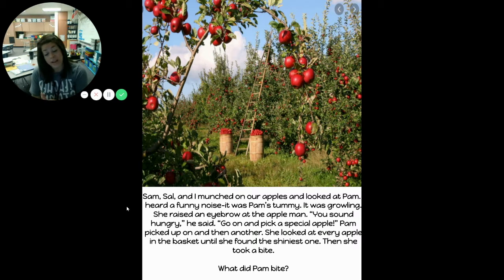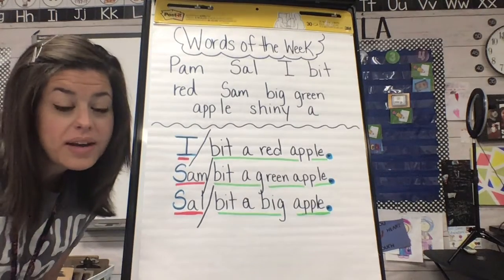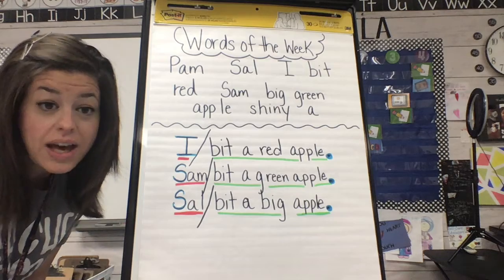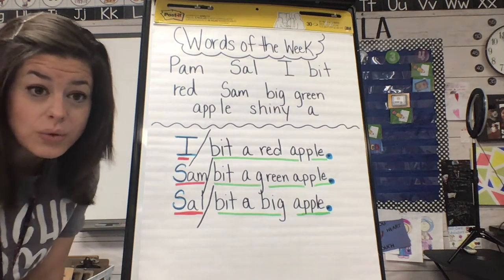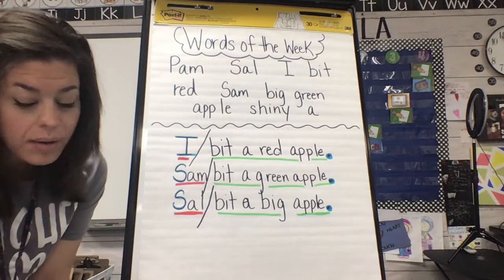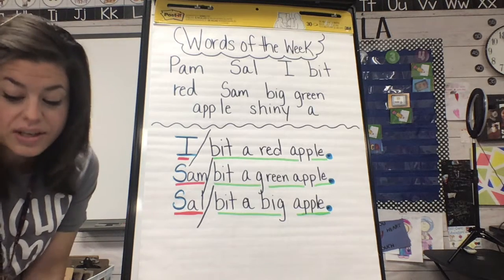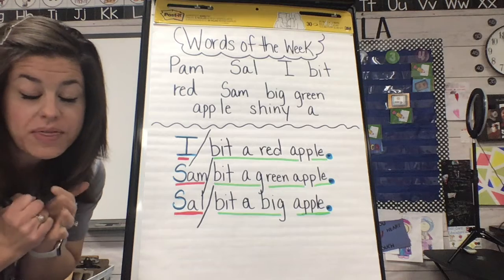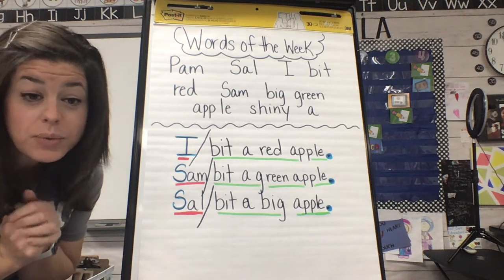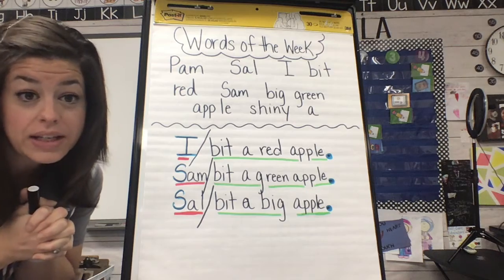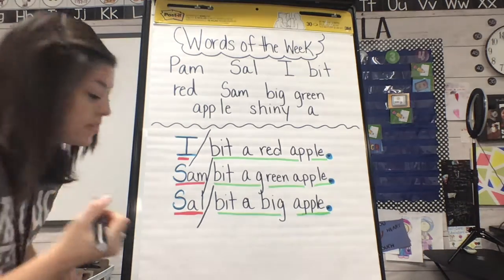So let's go write our sentence for the day. We just read that Pam's stomach was growling and that she actually wanted her own apple too. So what kind of apple did she bite into? She bit the shiny apple. So that's what we're going to write. We're going to write that Pam bit the shiny apple. So let's write that down.